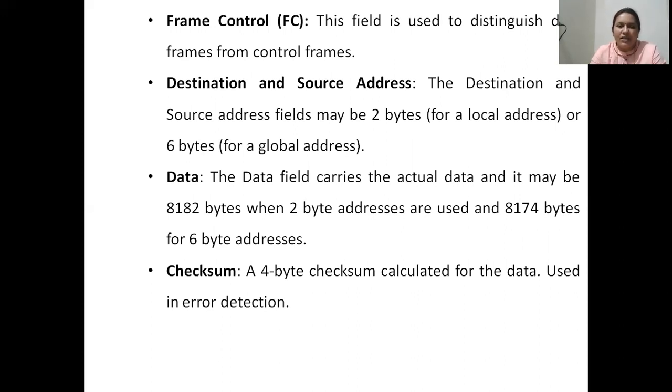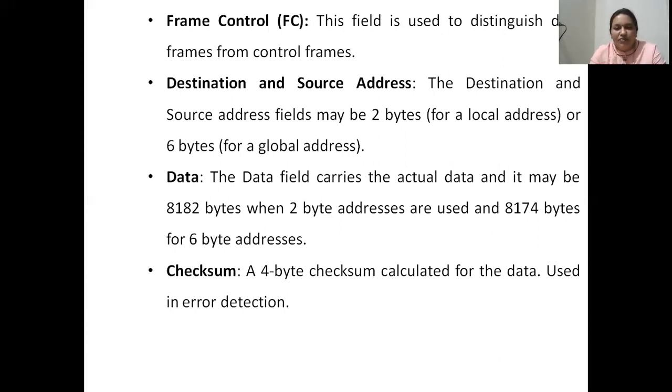The source and destination addresses can be either 2 bytes or 6 bytes. If it is 2 bytes, generally it's used for local addresses. If it is 6 bytes, global addresses can also be used, so whenever data is sent to global devices, outside network devices, this particular address field will be used. The data field will carry the actual data. It can be 8182 bytes when 2 byte addresses are used, and 8174 bytes if 6 byte addresses are used.